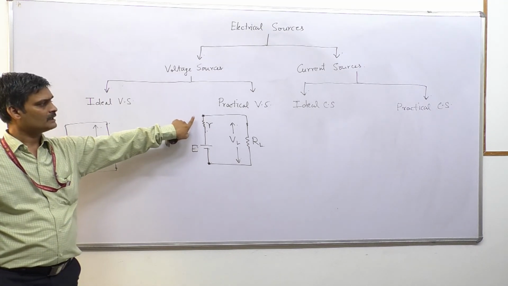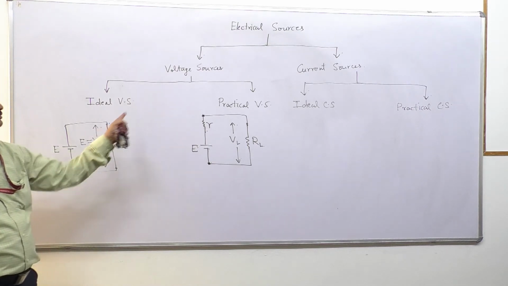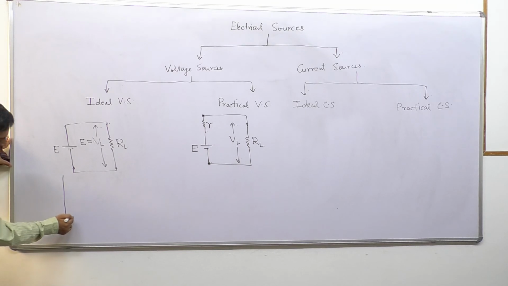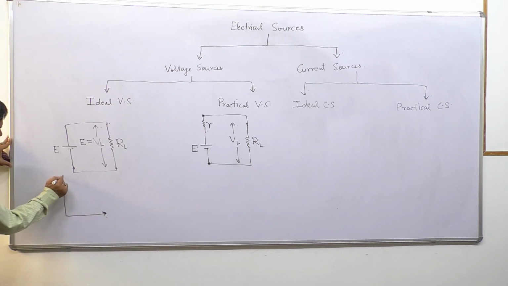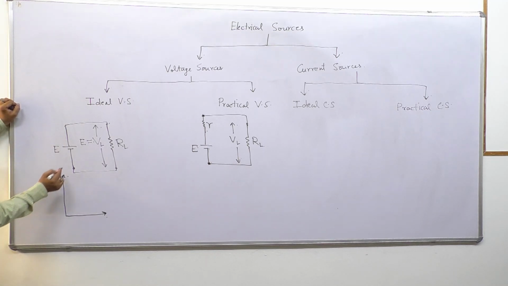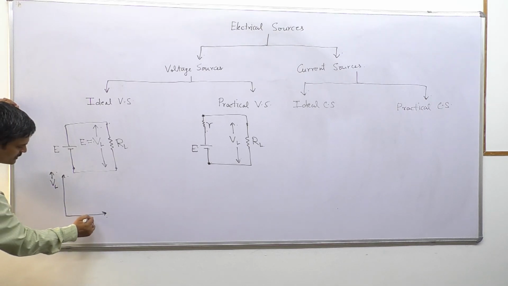So what characteristics are different for ideal voltage source and practical voltage source? Let us see. In case of ideal voltage source, how do we define the characteristic of a given element? Let us say this is a voltage source. For voltage source, the output is also a voltage. So what are the measurable parameters for this given voltage source? The measurable parameters are the value of load voltage with respect to load current.